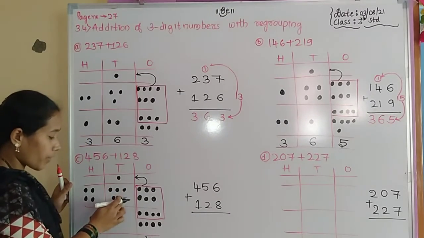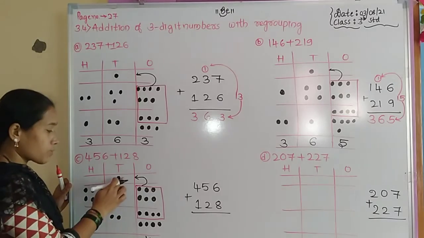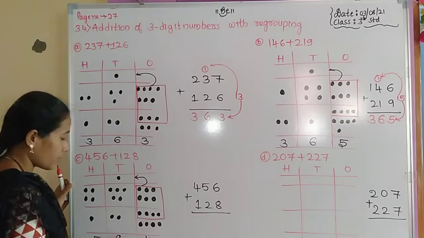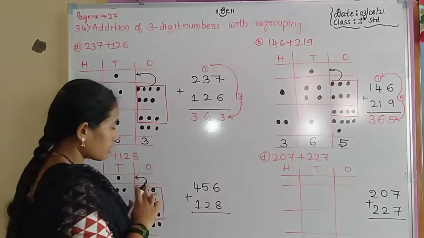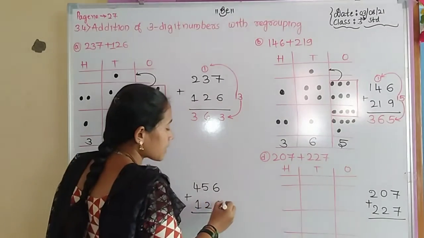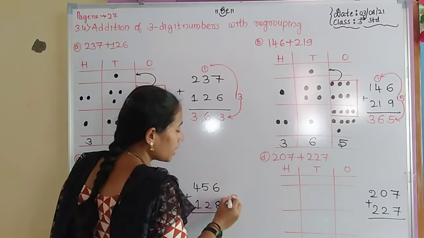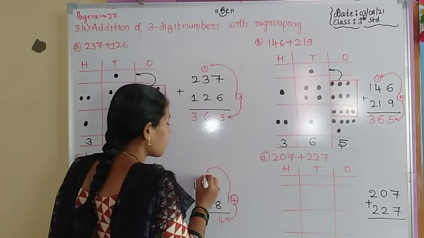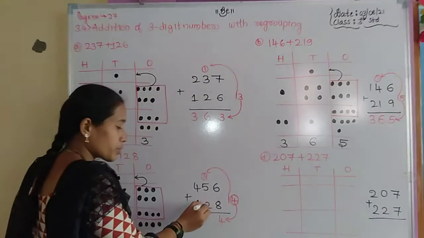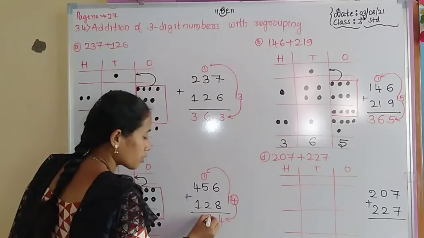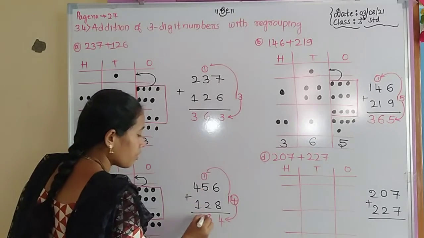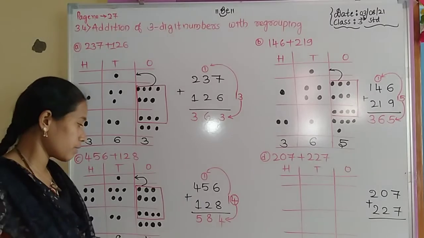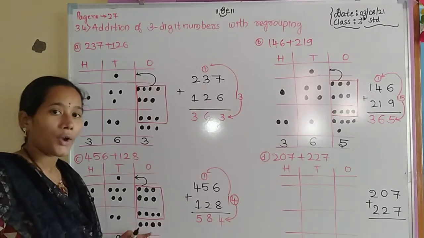In the tens placement, 5 plus 2 is equal to 7. 7 plus 1 is equal to 8. 4 plus 1 is equal to 5. Okay. So here only with the numerals, 6 plus 8 is equal to 14. In 14, 4 is the ones placement and 1 is the carrying for the next placement. 5 plus 2 is equal to 7. 7 plus 1 is equal to 8. 4 plus 1 is equal to 5. What's the answer now? These two answers are equal: the representation with the numbers and the representation with the dots.